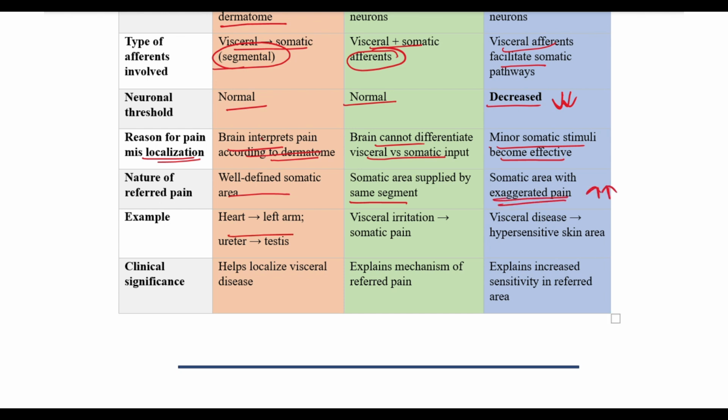The example in the dermatomal rule theory is the heart pain is referred to the left arm, and the pain of the ureter is referred to the testis. Here in the convergence theory, we have the visceral irritation, which gives rise to the somatic pain, and here any visceral disease will lead to hypersensitivity in the skin area. The clinical significance of each theory is that the dermatomal rule theory helps localize the visceral disease. Here it explains the mechanism of the referred pain, and the facilitation theory explains the increased sensitivity in the referred area. So this covers your 10 marker on the pain pathway and a note on referred pain.